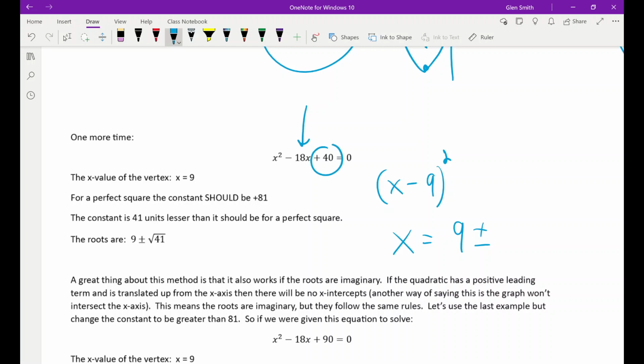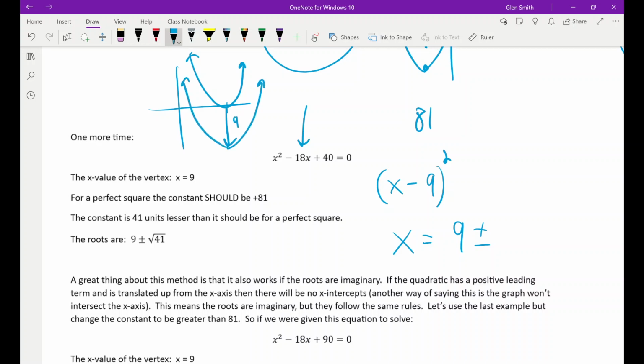There's a 40 here, but if I square out this 9, I'm going to get 81. 40 is 41 below that. So I'm taking this quadratic, which should have a vertex at 9, 0, and I'm moving it down 41. So now it's going to open like this. And because I did that, these roots are going to be root 41 from 9. So we're going up and down. That's what's happening. So it's 9 plus or minus square root 41.